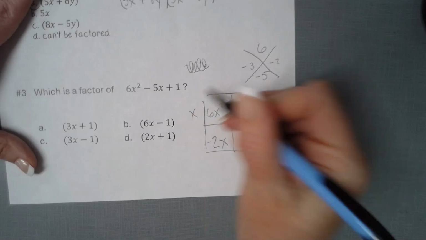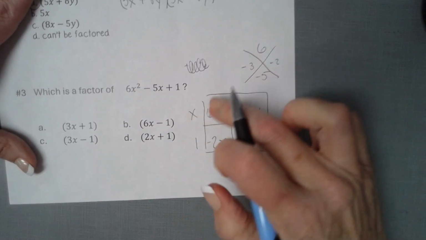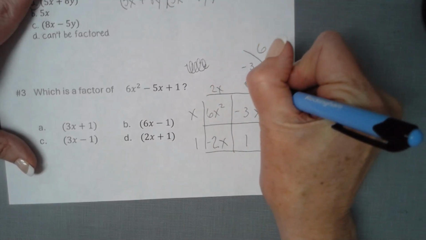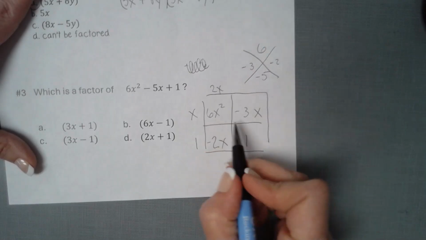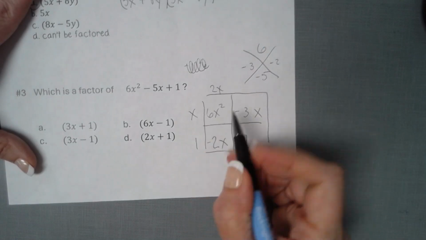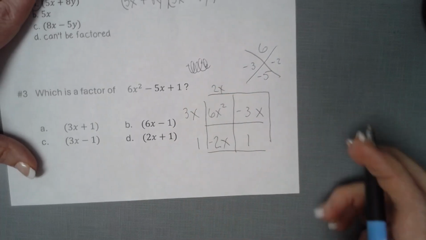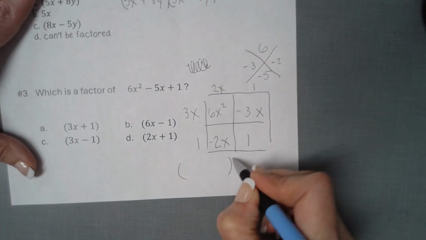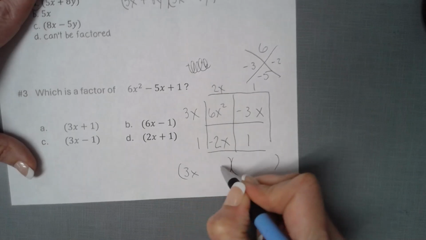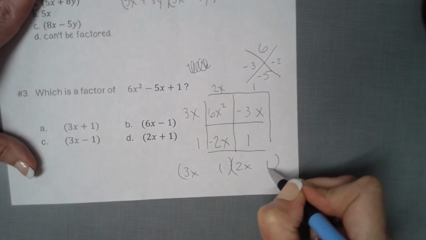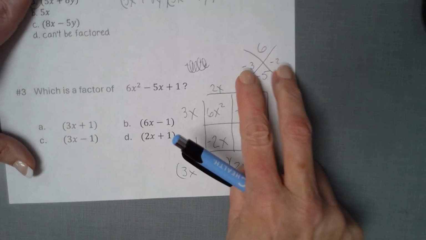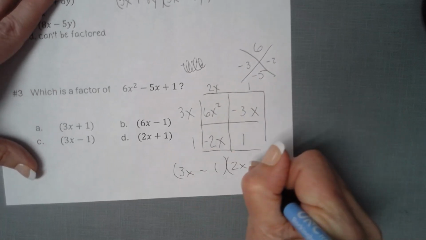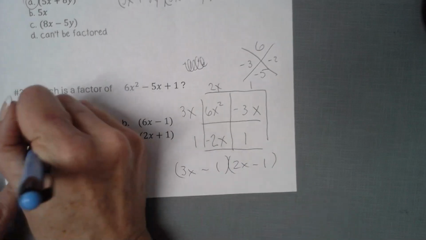GCF here is X. GCF here is 1. GCF here is 2X. And GCF here is, wait a minute, I'm sorry. Right here is 3X, my fault. Between 3 and 6, it's 3X. Okay? GCF here is 2X. GCF here is 1. So I'm going to set up my parentheses. I have a 3X and a 1, and I've got a 2X and a 1. And I look back, and what do both of my signs need to be? They both need to be minus signs. So that is going to be letter C.